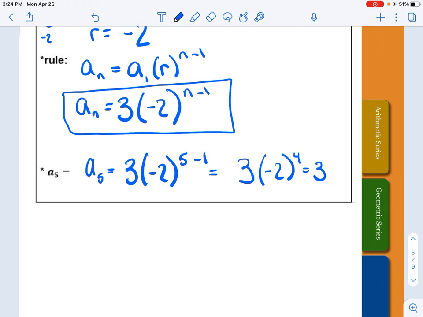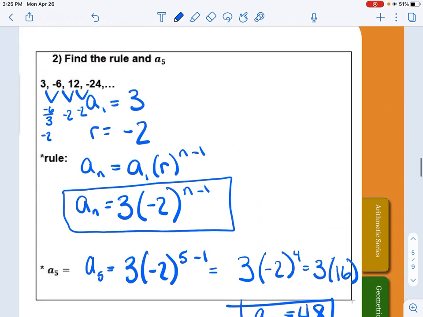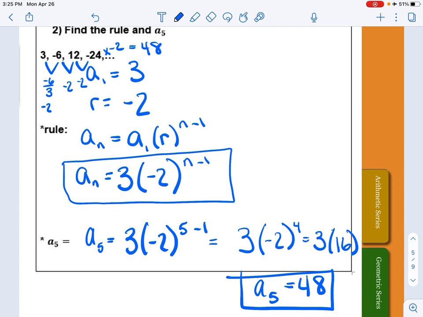Okay? So we take negative 2 to the 4th power. We end up getting 16. If you didn't use your parentheses, it would probably say a negative 16, but no, that is not correct. And then you multiply that by 3, and you end up getting 48 as your 5th term. If you were to multiply negative 24 times negative 2, you would get positive 48, so that checks out. All right?